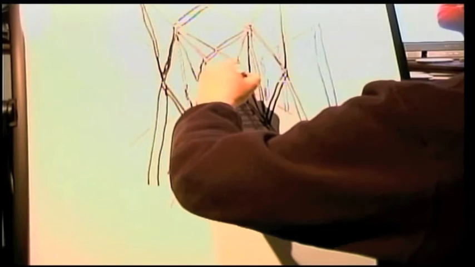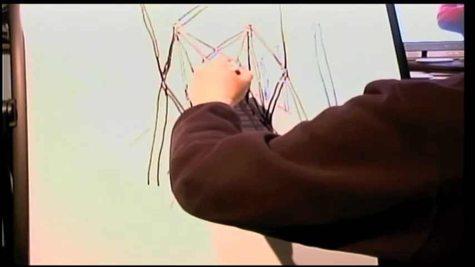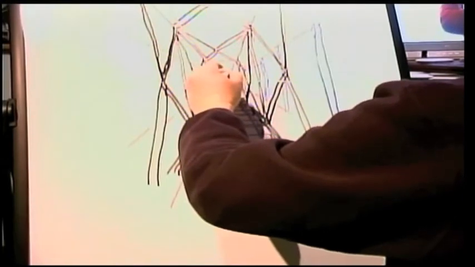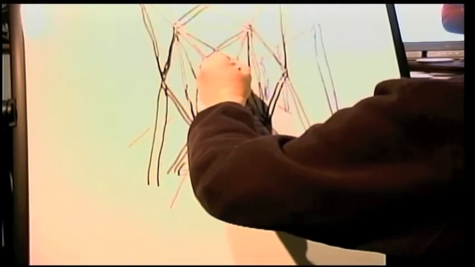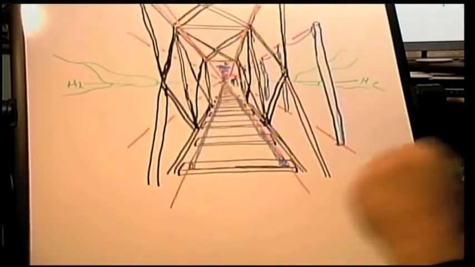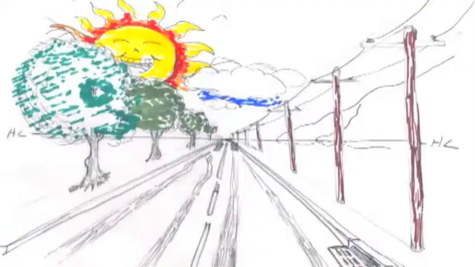Eventually just disappear off the same way. And again, get closer and closer. And our little smoke for our train off in the distance. So this is what you would expect to see with a one-point perspective drawing.